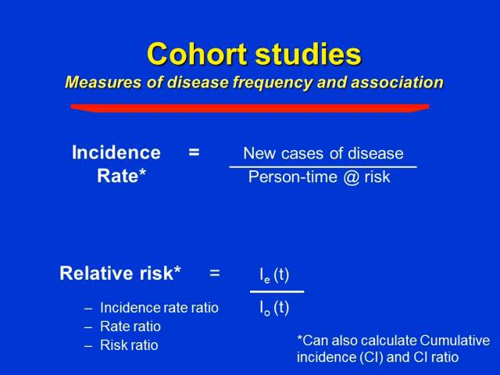The measure of disease association, calculated from a cohort study, is the relative risk. And this is also called the incidence rate ratio, the rate ratio, and the risk ratio. It's all a different name for the same thing, the relative risk. And this is calculated as the incidence in the people exposed, in this case, the incidence of HIV in men who were circumcised, over the incidence of HIV in the unexposed, the men who were not circumcised.